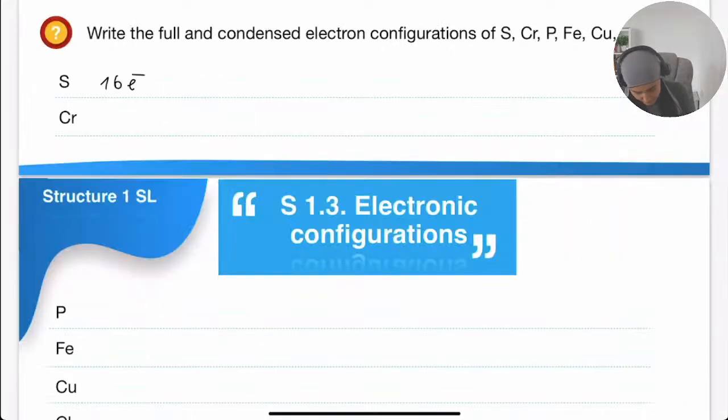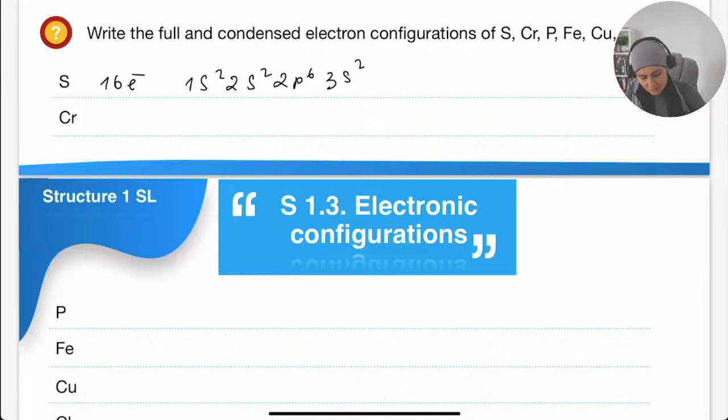So I do 1s2, 2s2, 2p6, that's 2 plus 2 plus 6, that's 10 electrons so far. Then 3s2, 12 electrons, so then 3p, I need 4 left. So 3p4. That's the full electron configuration for sulfur. 16 electrons.